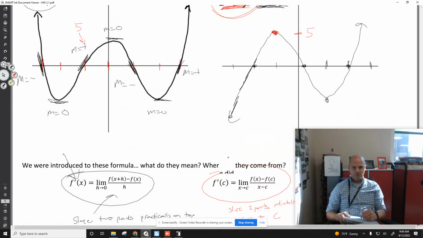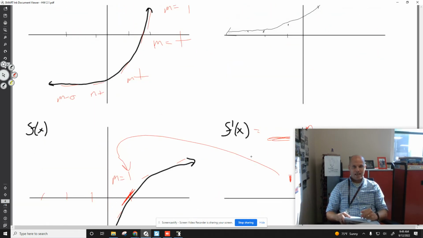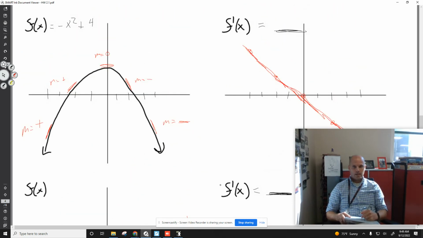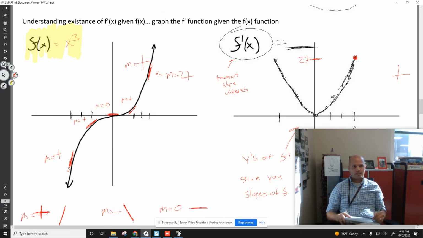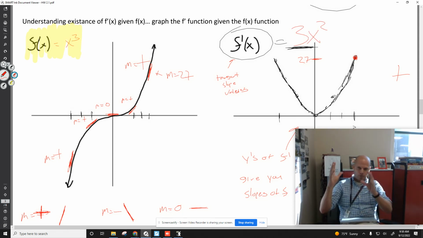And what I found is that if this is x cubed, the equation for its tangent slopes is 3x squared. Where did I get it? I plugged x cubed into this magical limit slash slope formula. Boom. It magically created the equation for tangent slopes.